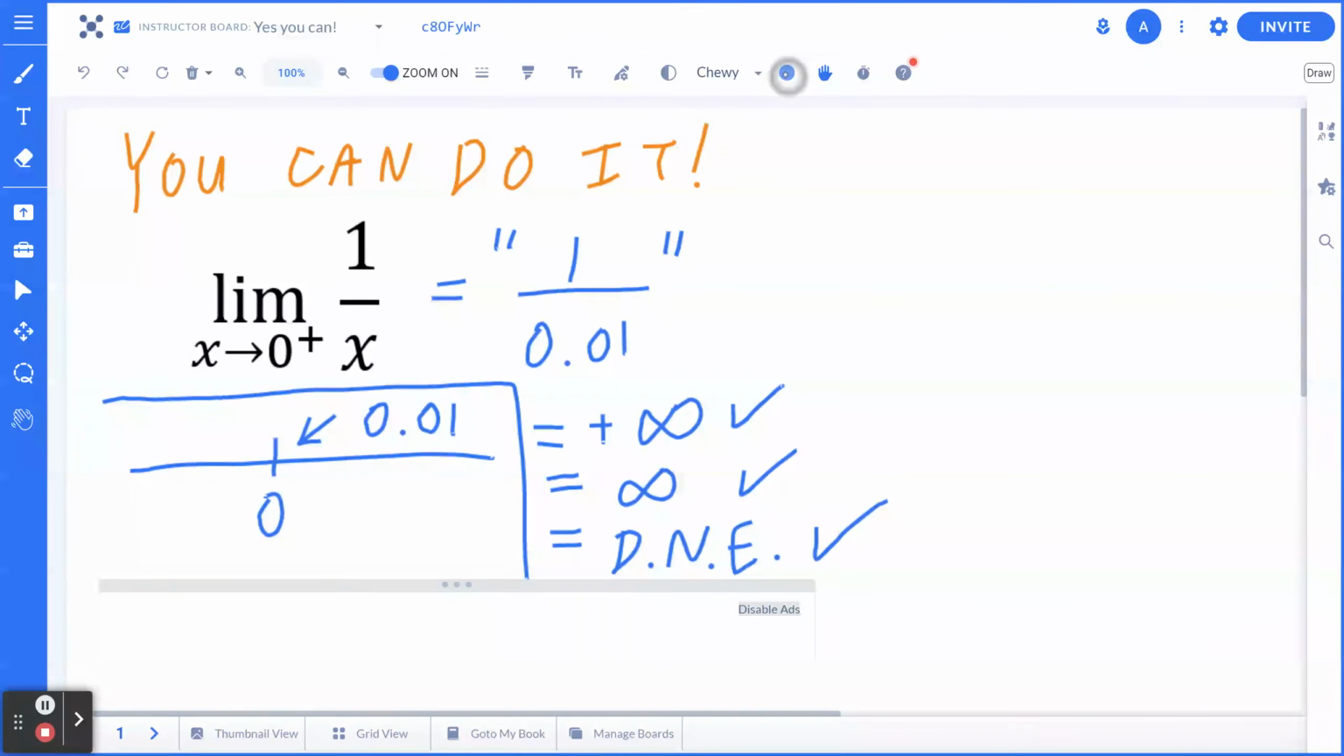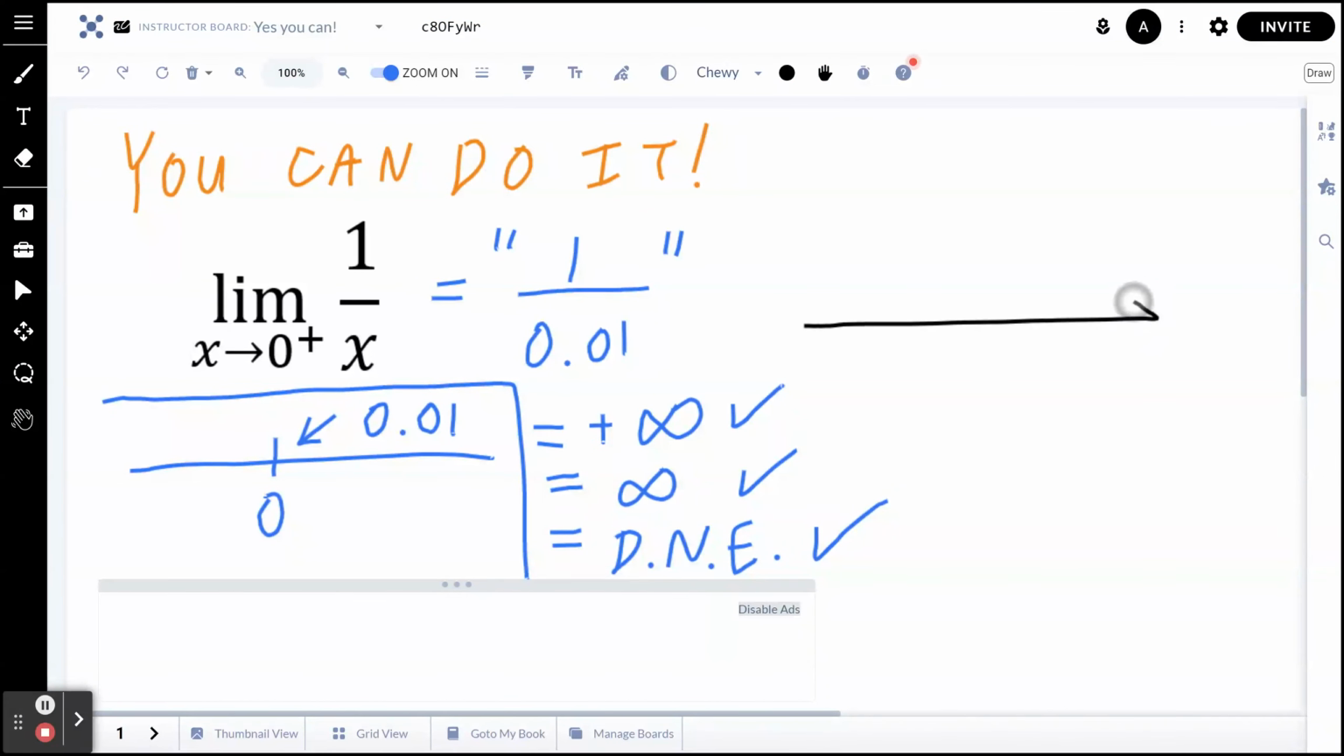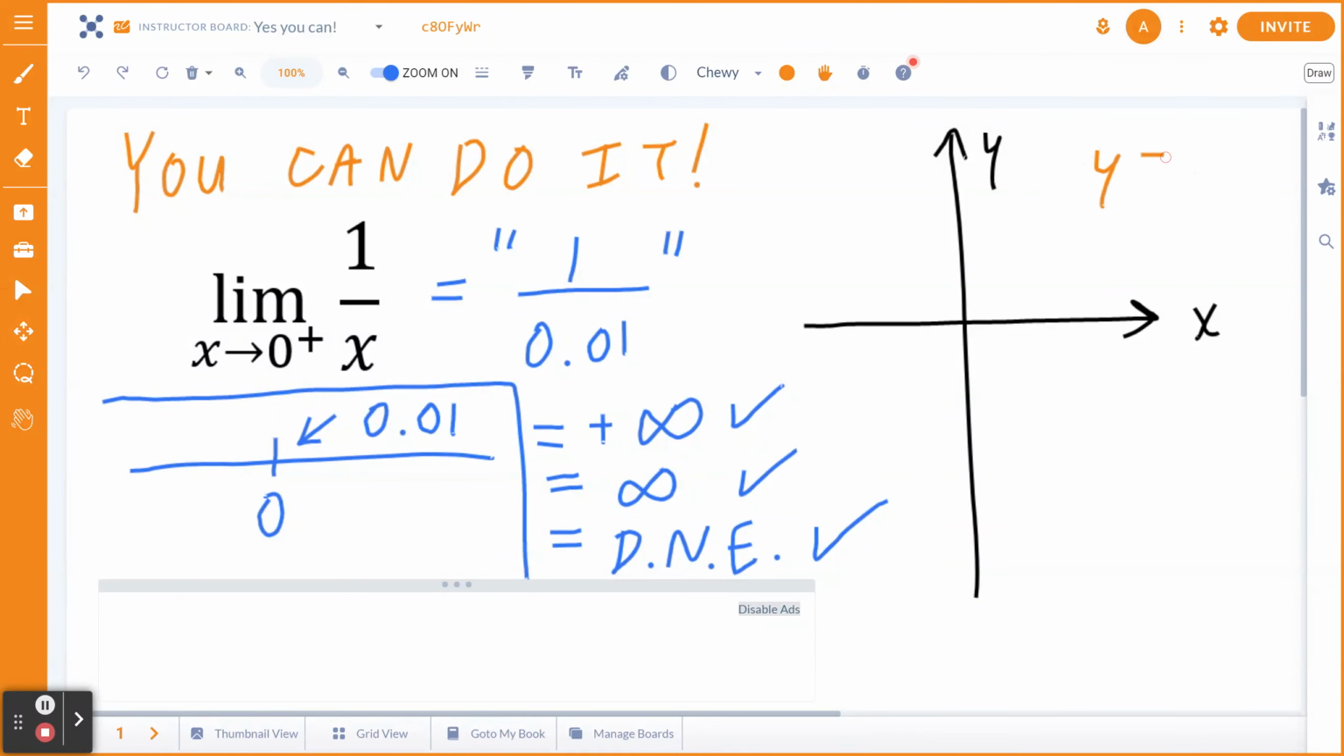Now, how do we double check this? I would say spend 1 extra minute and graph 1 divided by x. So for example, if I use a different color here, you can see if I take y equal to 1 divided by x, there are 2 asymptotes. One's going to be a vertical asymptote at x equal to 0. The other one's the horizontal asymptote at y equal to 0. The graph, roughly speaking, looks something like that.